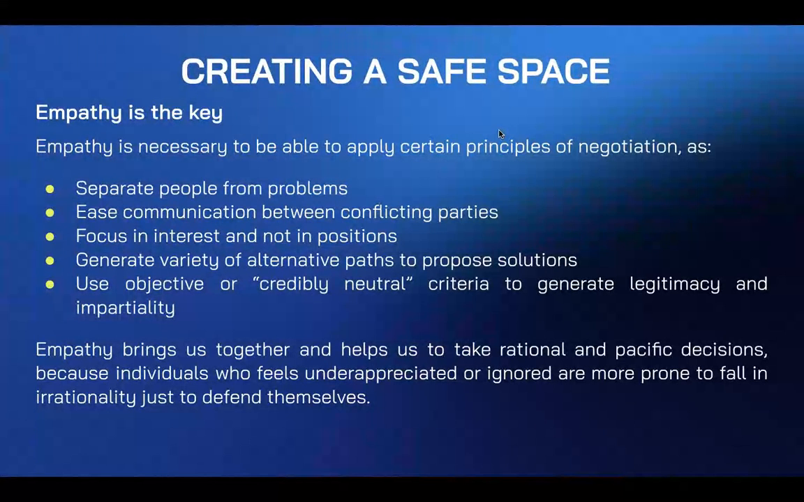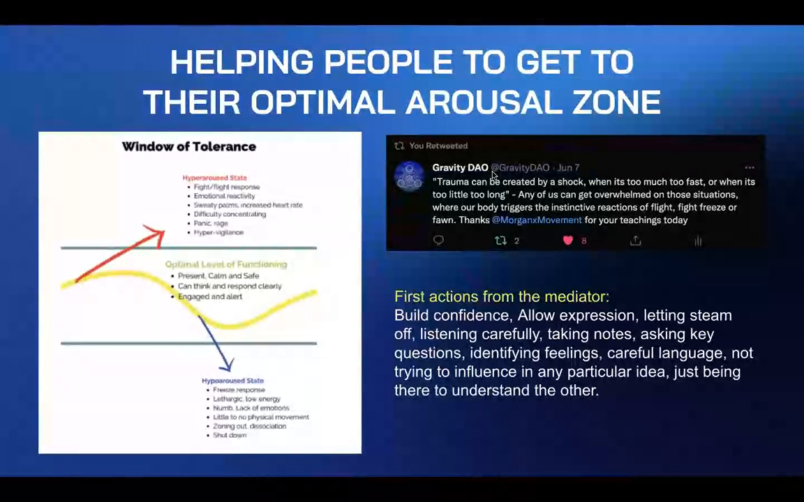And this is something that we saw in Morgan's presentation, where trauma can be created by a shock when it's too much too fast, or when it's too little too long. And when we get overwhelmed, our body can trigger the instinctive reactions of flight, fight, freeze, or fawn. So basically, this also relates to this psychological principle that is called the window of tolerance, and is that we have three ways of operating.